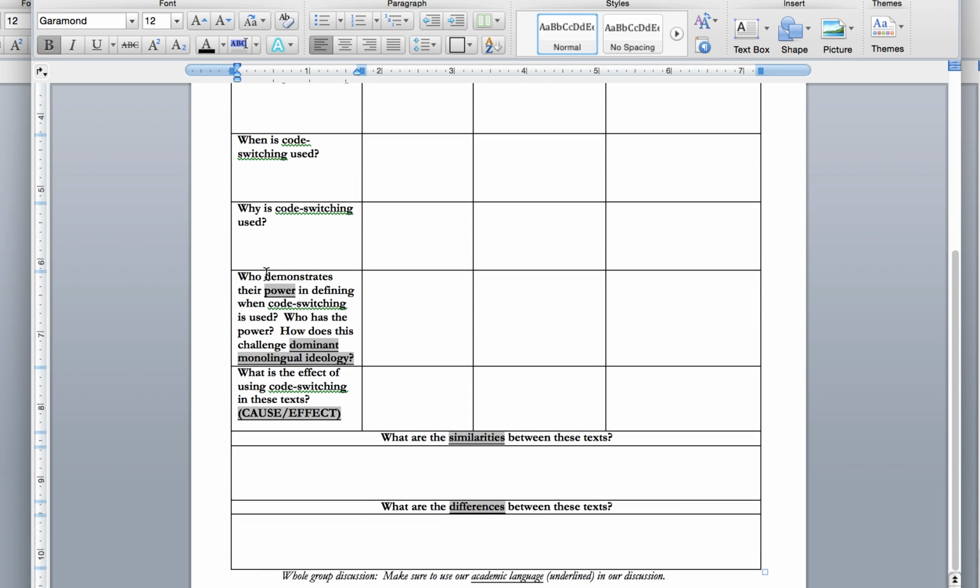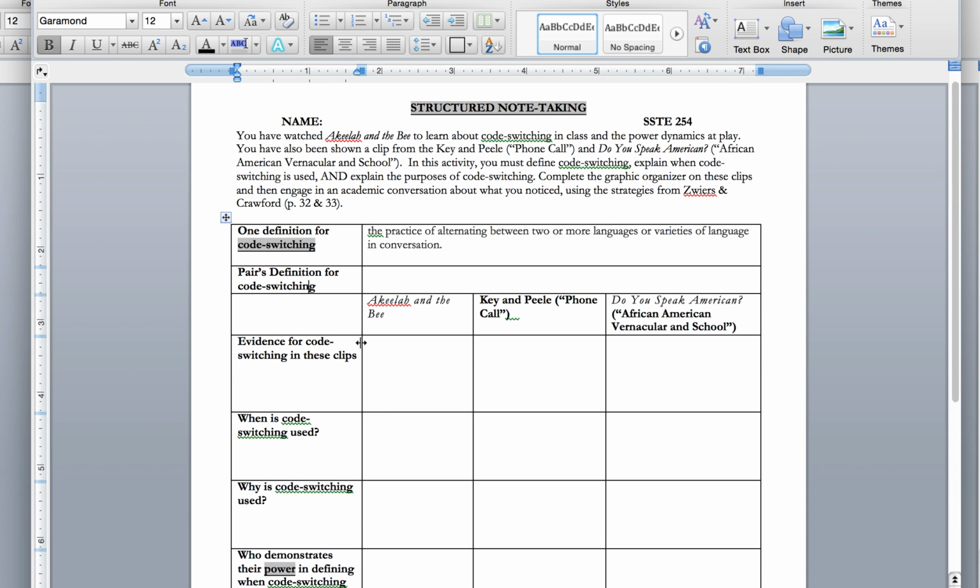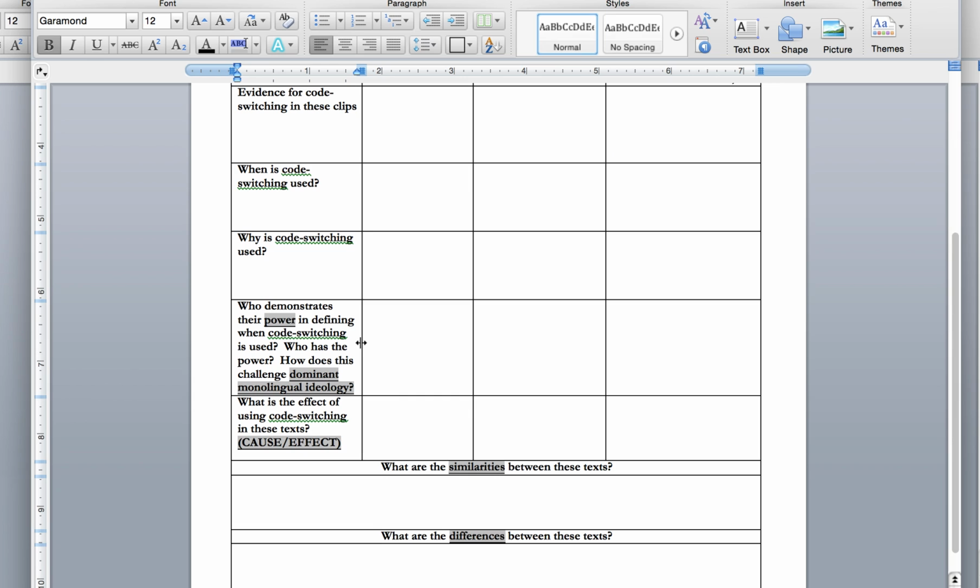why, who demonstrates their power in defining when code switching is used, who has the power, and how does this challenge dominant monolingual ideology? Ideally, I would give this handout to you in a digital form because, of course, handwriting, those are 3 powerful questions, and you might have a lot to put into there. And then, what is the effect of using code switching in these texts? I actually think that it might be beneficial for these questions to be broken out.